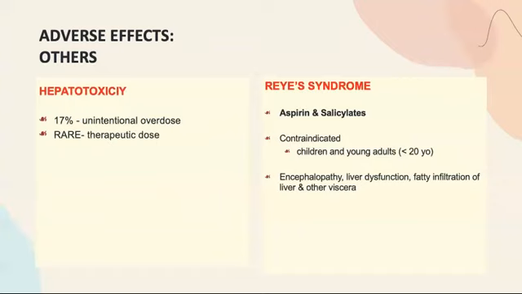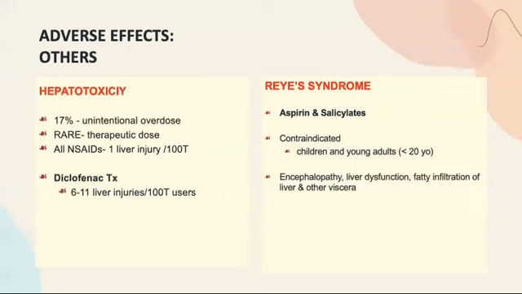Hepatotoxicity. Liver injury occurs in 17% of adults with unintentional acetaminophen overdose. Liver toxicity from therapeutic doses of acetaminophen is, however, rare, but diclofenac given as a treatment dose may have hepatotoxicity as a complication. The NSAID class has a rate of less than 1 liver injury per 100,000 patients on average, but chronic consumption of diclofenac is associated with an increased risk of 6 to 11 liver injuries per 100,000 users. NSAIDs are not recommended in advanced hepatic or renal disease.